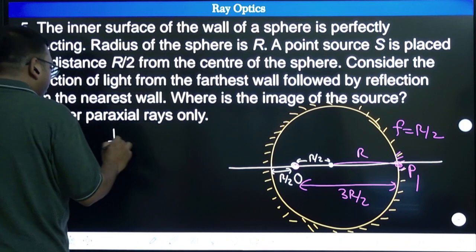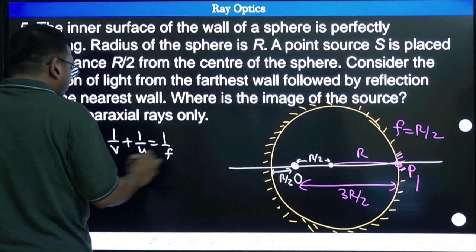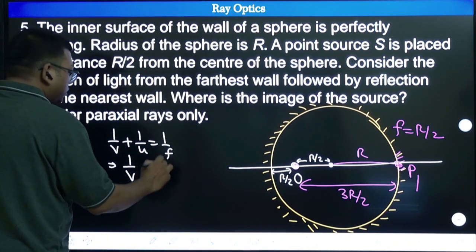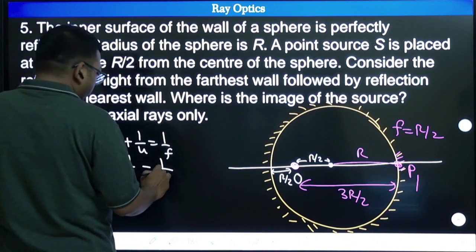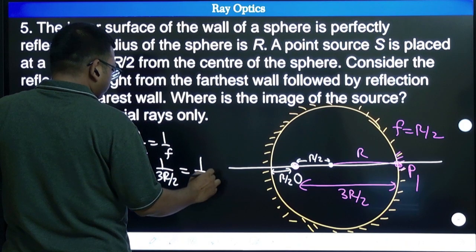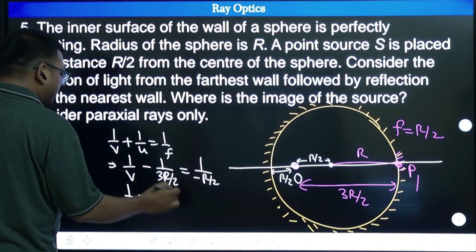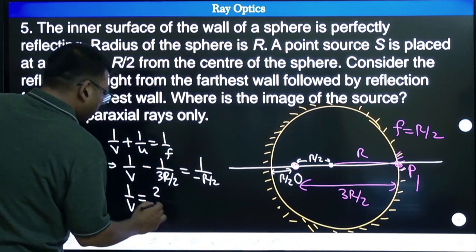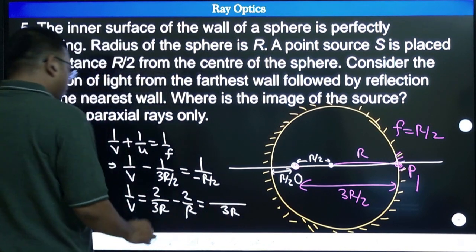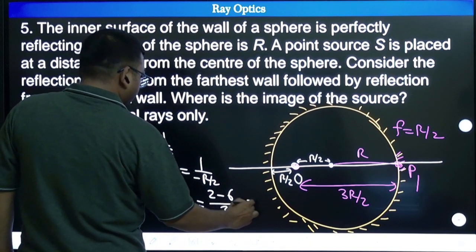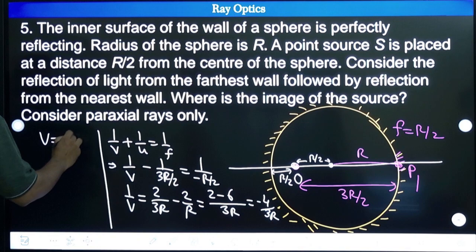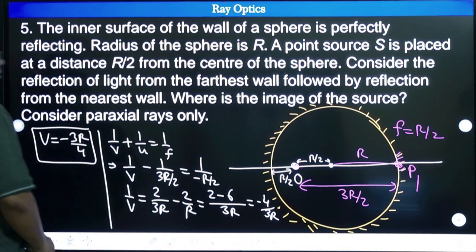Let us try that. 1 by v plus 1 by u is 1 by f. For that surface, the object distance u is minus 3r by 2, and the focal length is also negative, so f is minus r by 2. So 1 by v will become 2 by 3r minus 2 by r. Take LCM 3r: 2 minus 3 into 2, which is 6, so minus 4 by 3r. So v is coming as minus 3r by 4.